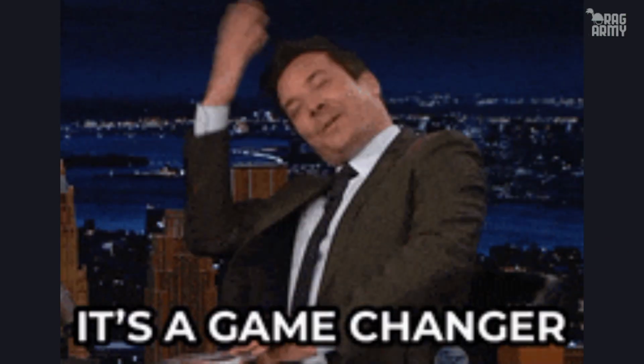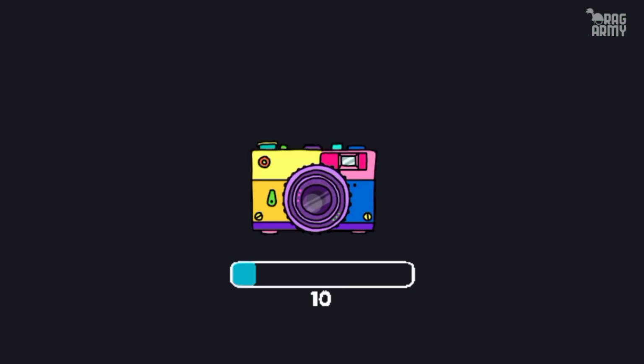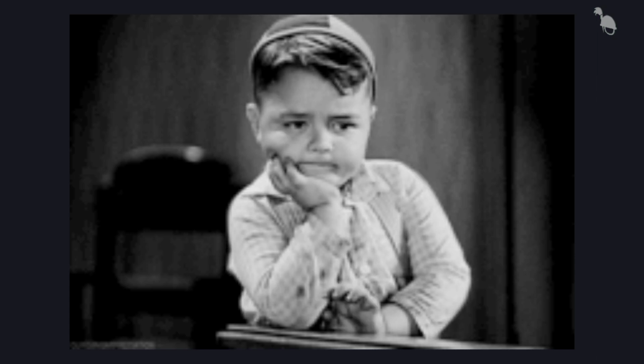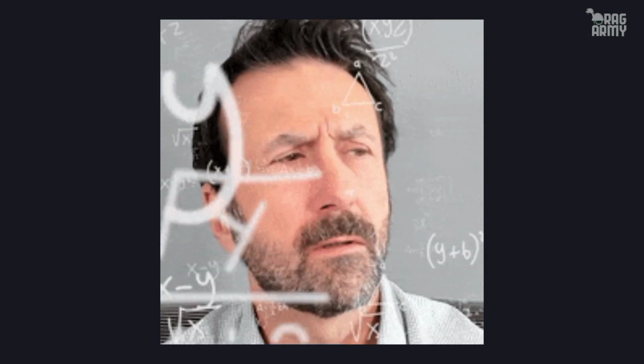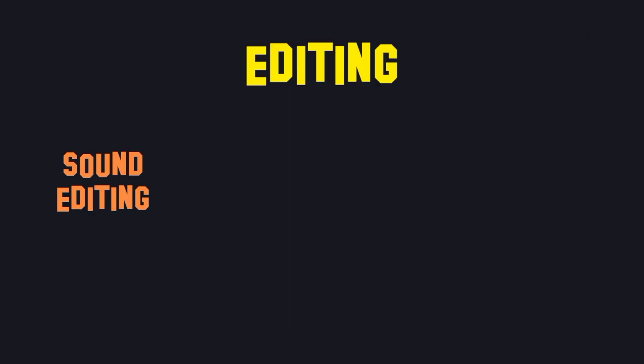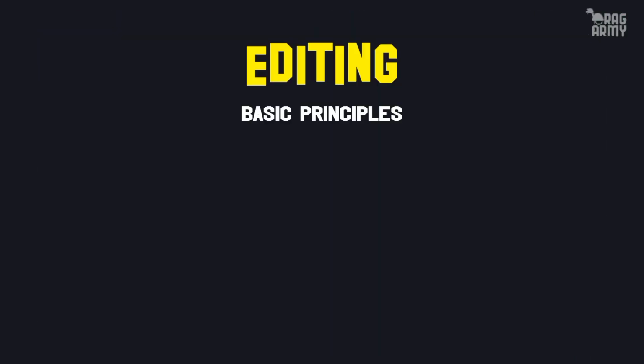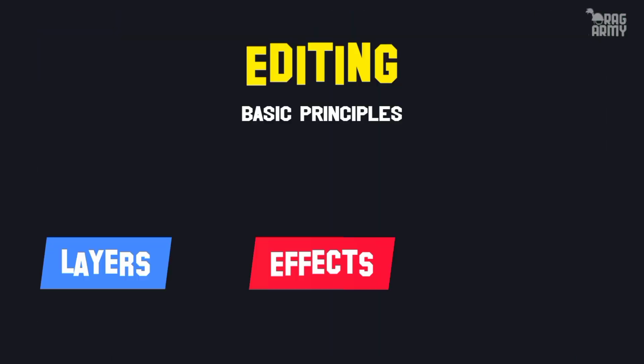You know, it can be a real game changer in the content creation game. So, you have uploaded a photo or a video, but it's getting those average likes and that's just not cutting it, right? Well, don't worry, we got a secret weapon for you called editing. Now, editing isn't as daunting as it sounds. It's divided into three major parts: sound editing, photo editing, and video editing. And guess what? They all have the same basic principles: layers, effects, and timelines.